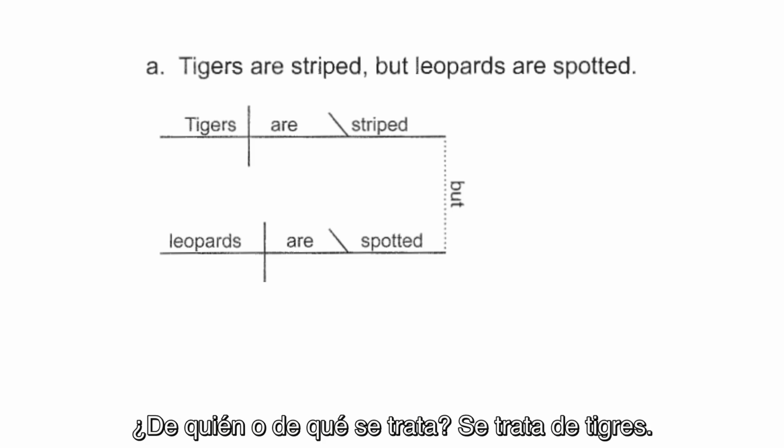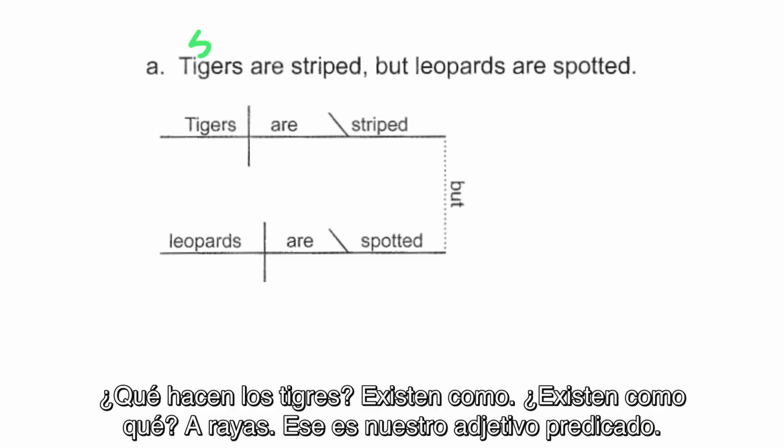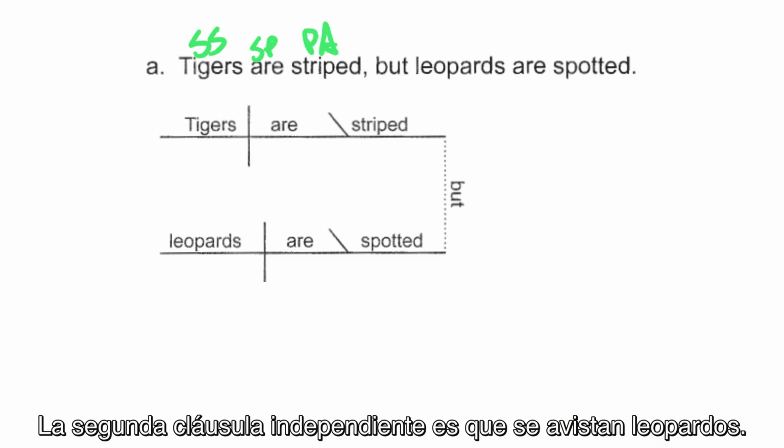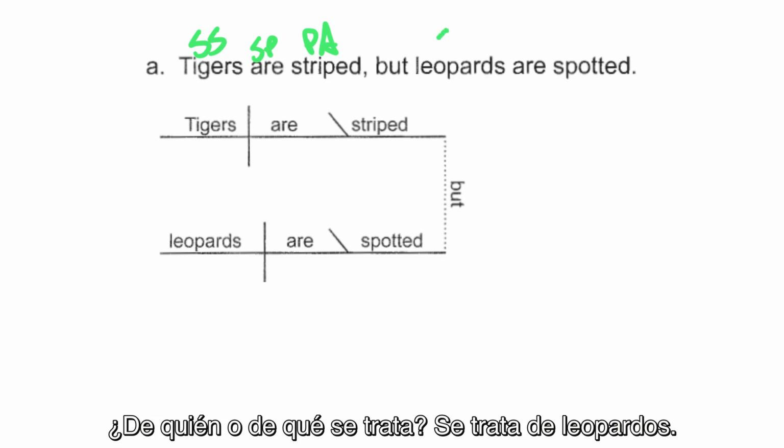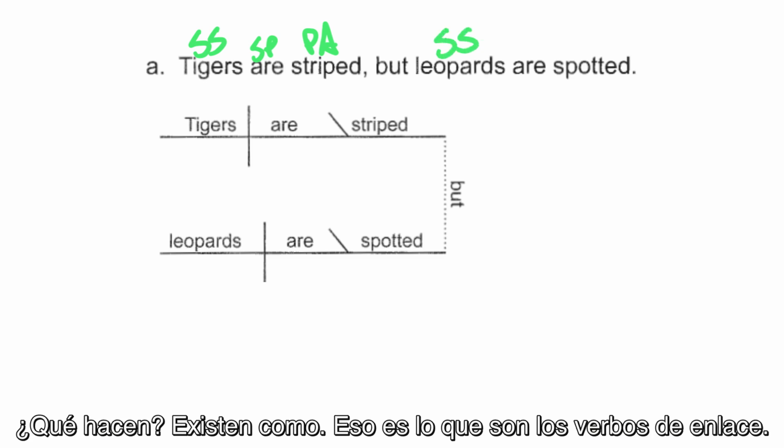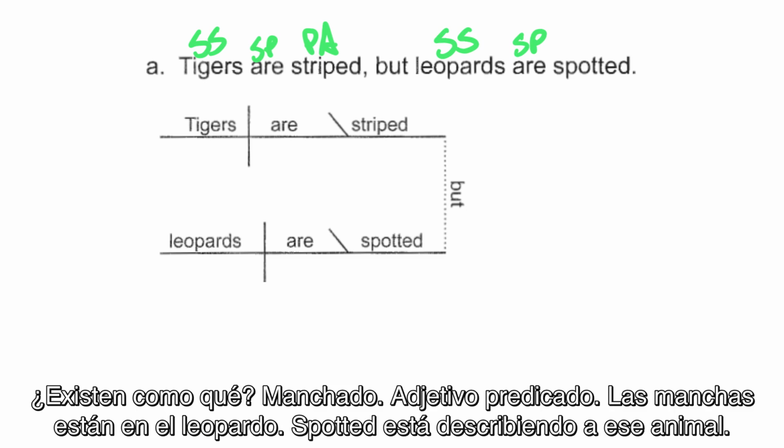Who or what is this about? It's about tigers. What do tigers do? They exist as. They exist as what? Striped. That's our predicate adjective. The second independent clause is leopards are spotted. Who or what is this about? It's about leopards. What do they do? They exist as. That's what the are is, the linking verb are. They exist as what? Spotted, predicate adjective.